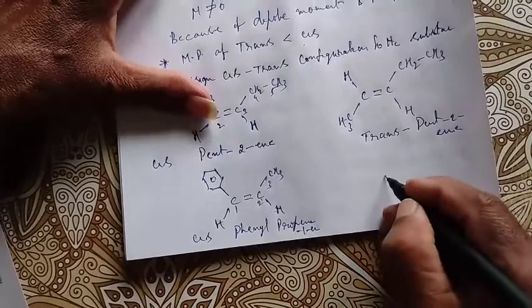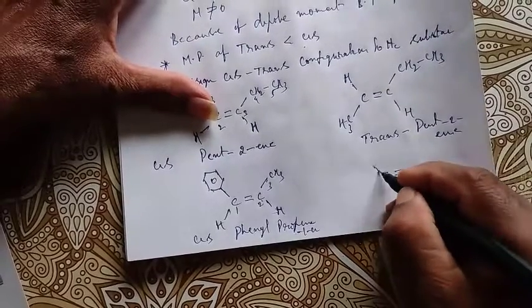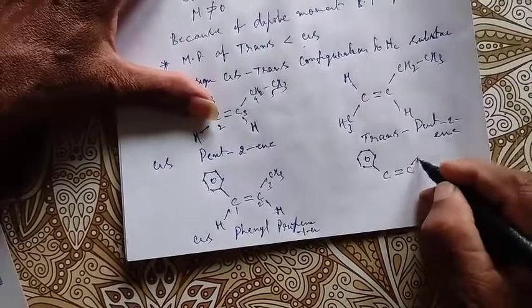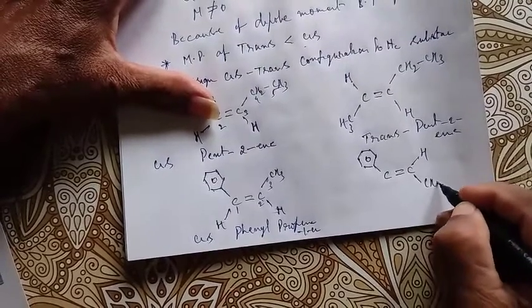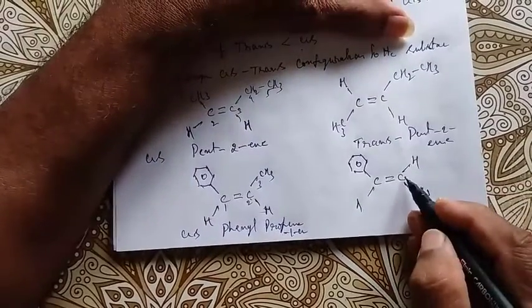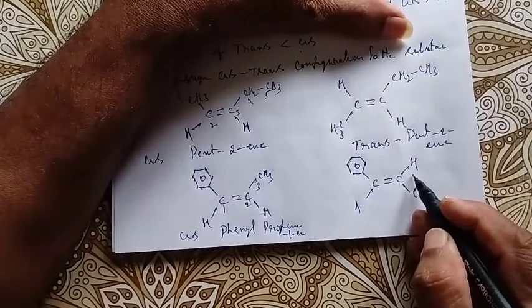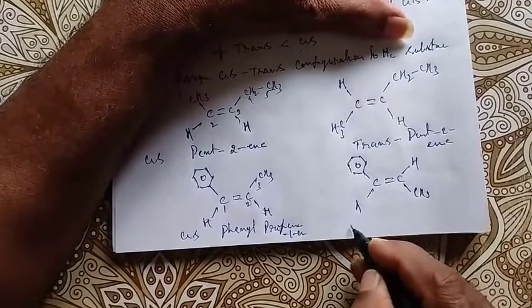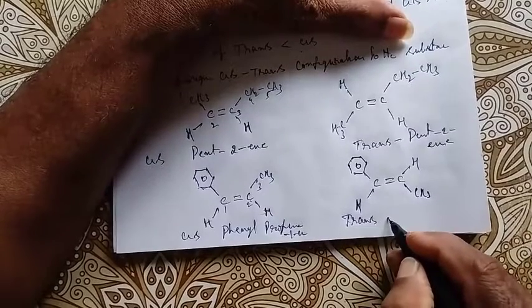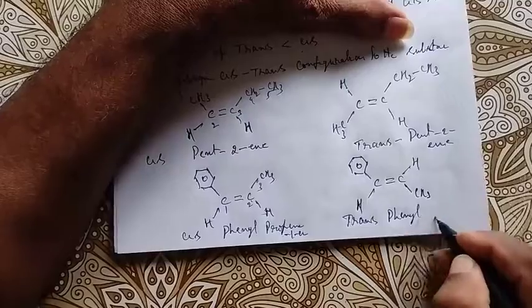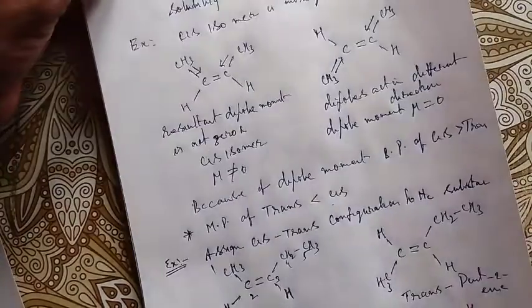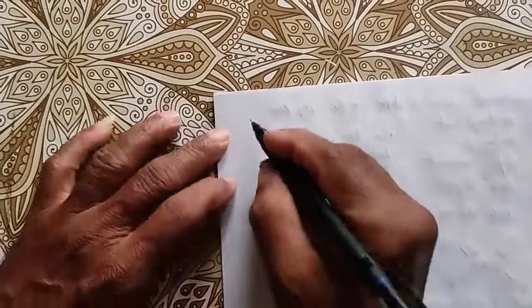Suppose the substance is present in this manner: C double bond C, this is a phenyl group, and of course this is a hydrogen. The CH3 group is on this side, and this is a hydrogen. So if the hydrogen atoms, that is the same groups, are on opposite sides, this is a trans isomer. Trans phenyl prop-1-ene.